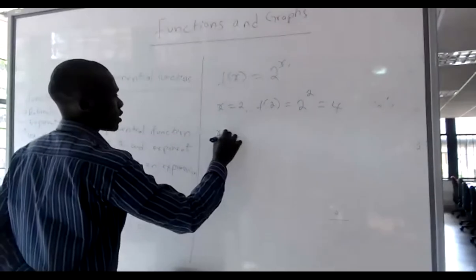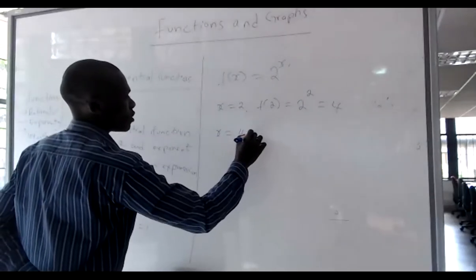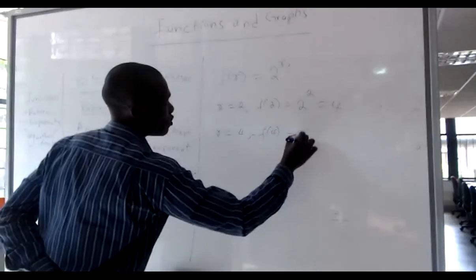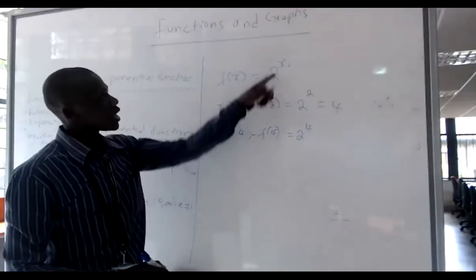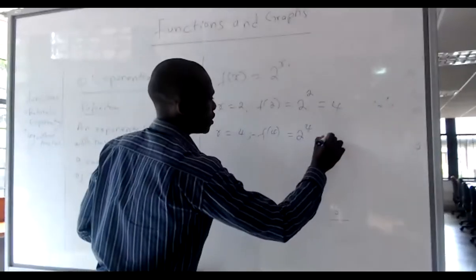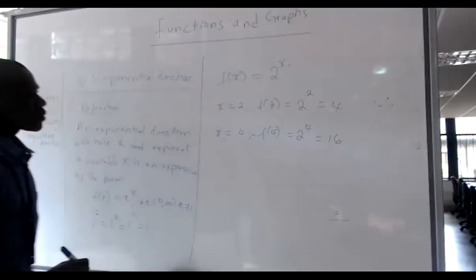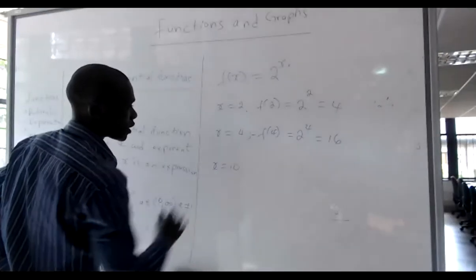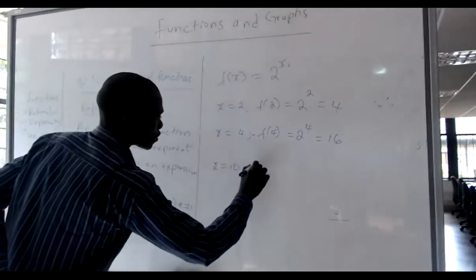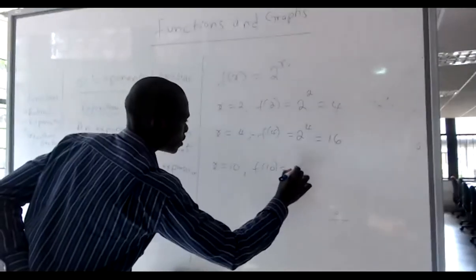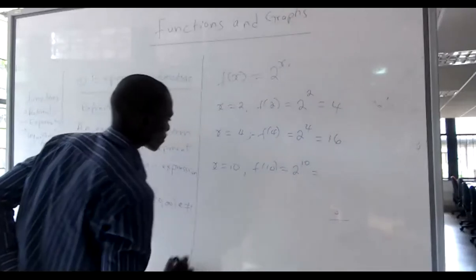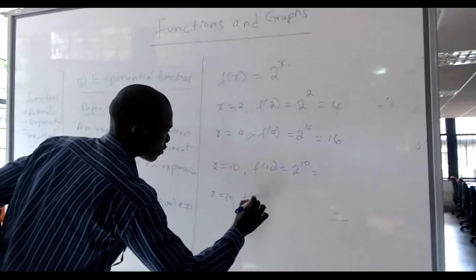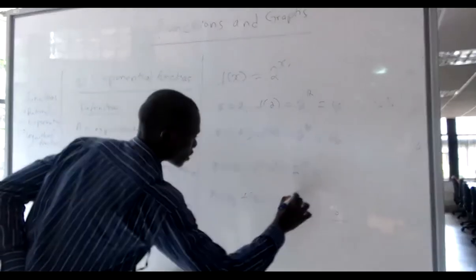How about if x is maybe 4? So then you compute f of 4, it should give you 2 to the 4. So I replace x with 4. This gives me 16. What if I pick x to be 10? So f of 10 is simply 2 raised to 10. Lastly, f of 30 will be 2 raised to 30.